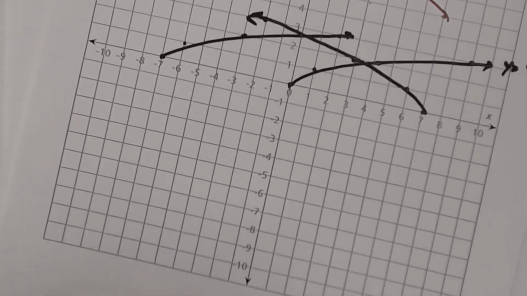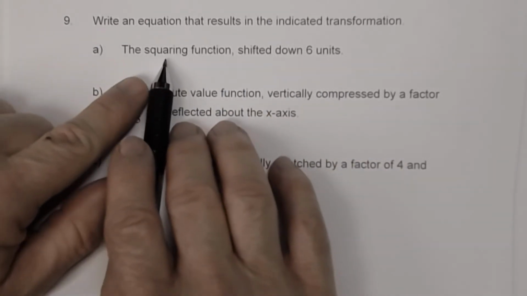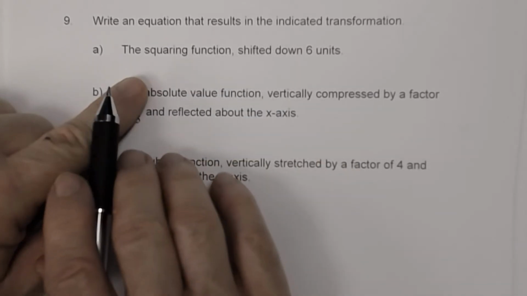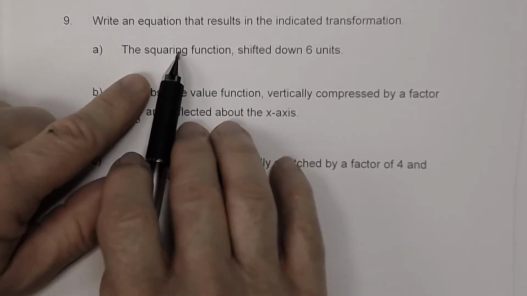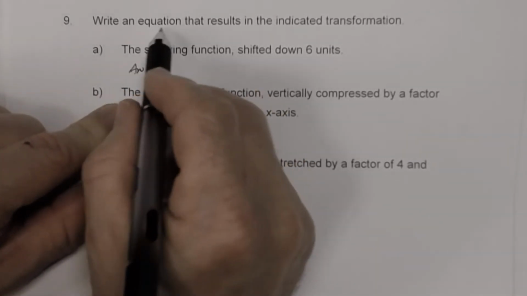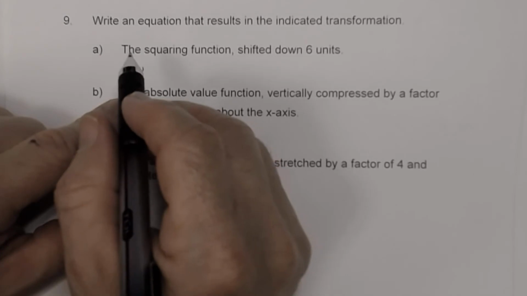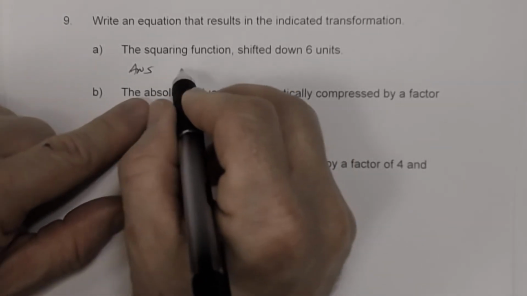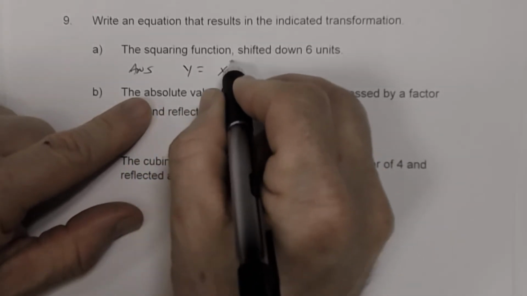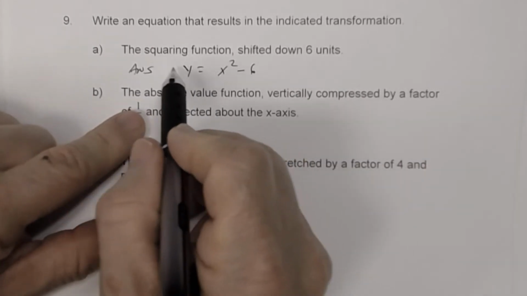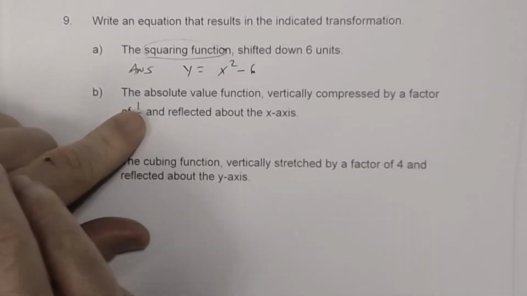So number 9. Okay, so number 9 says, write an equation that results in indicated transformation. So you have a squaring function, and all you're doing is shifting down 6 units. Now, the purpose of this problem is to see if you know what the squaring function is. So remember, the squaring function is x squared. All right, so your answer is going to be, now it says write an equation, so you've got to have an equal sign with y, or f of x. So your answer is going to be y equals. So you're taking your squaring function, you're shifting it down 6 units. So the answer is x squared minus 6. Okay, so all they want you to realize was, do you know what the squaring function is?